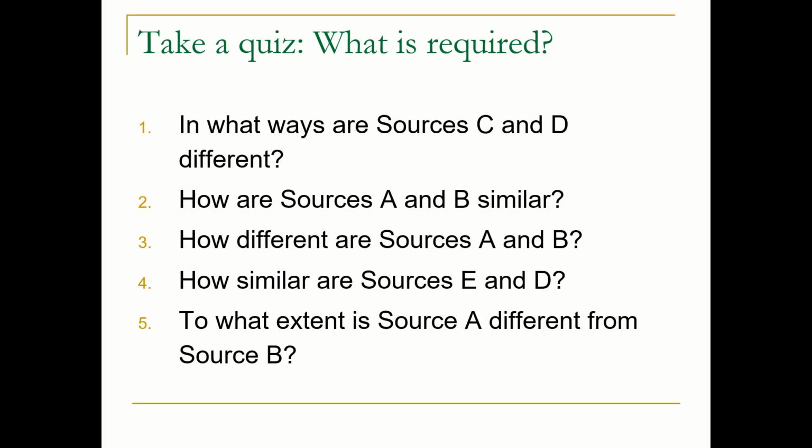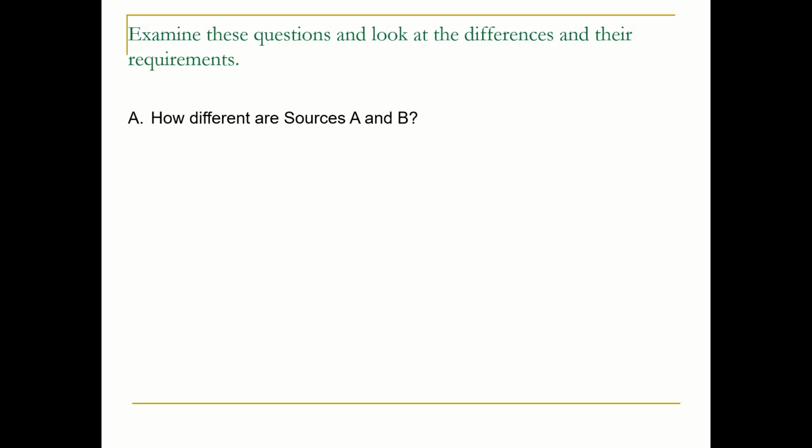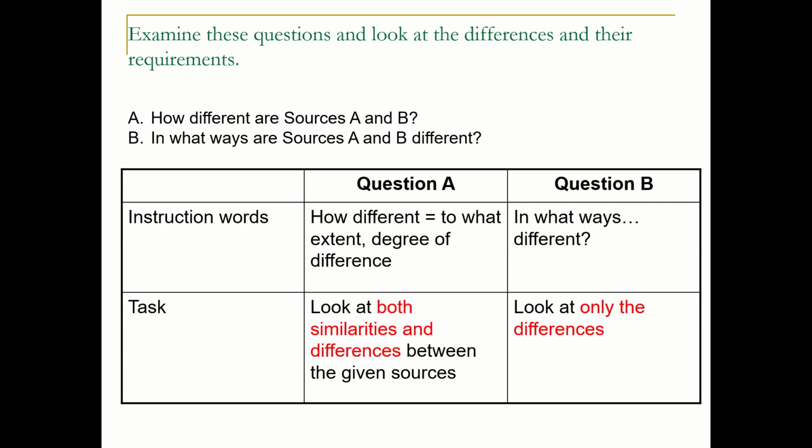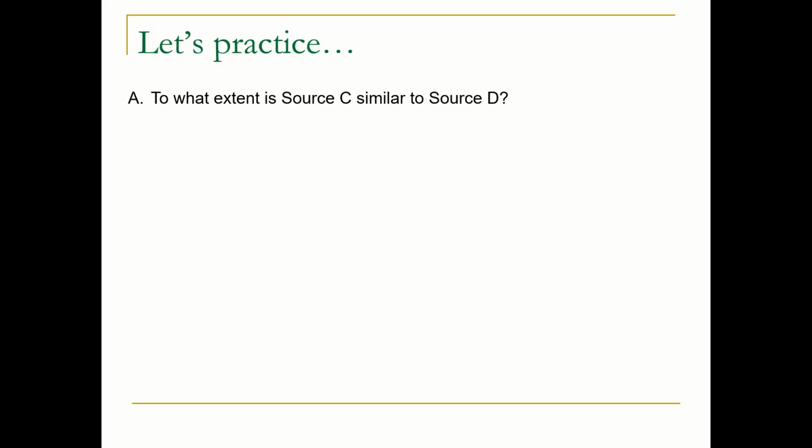Now, let's take a quiz on whether or not you are familiar with what is required for each question. For example, how different are sources A and B versus in what ways are sources A and B different? How do we go about answering? How different, in terms of the instruction words, is basically asking you to what extent. That's the degree of difference. So this is where you take a look at both similarities and differences between the given sources. For question B, they're asking you for in what ways. So this is where we are only taking a look at differences from the start all the way to the end. So difference in content, difference in tone, difference in purpose.